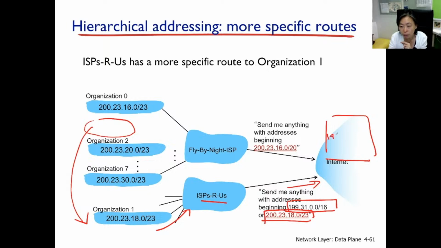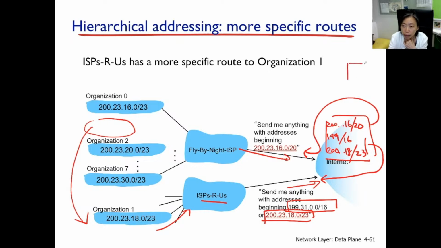One starts with 199 and one is 200.something.something.18.0 with 23 bits. This one is 16 bits. And of course, this entry will also arrive at the router here on the internet. And therefore you have 200.something, 16, and 20 here. So this entry is going to take the packet out this interface. These two entries are going to take the packet out here.